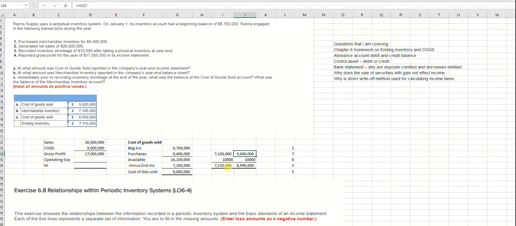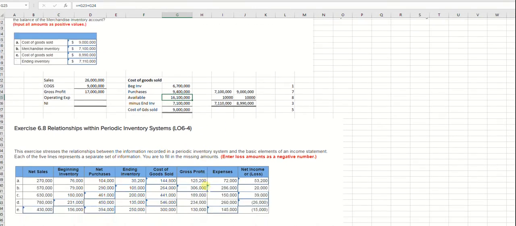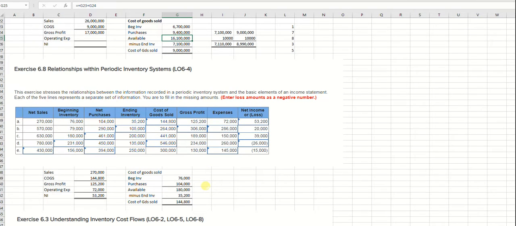7,110,000 before. And then we also know that if I have 16.1 million available, so if it's not an ending inventory, it's cost of goods sold. So it's either here or not here. So these numbers are going to go the opposite way. So if this one was higher, this one has to be lower. And so I have 9 million minus the 10,000, so I have 8,990,000.